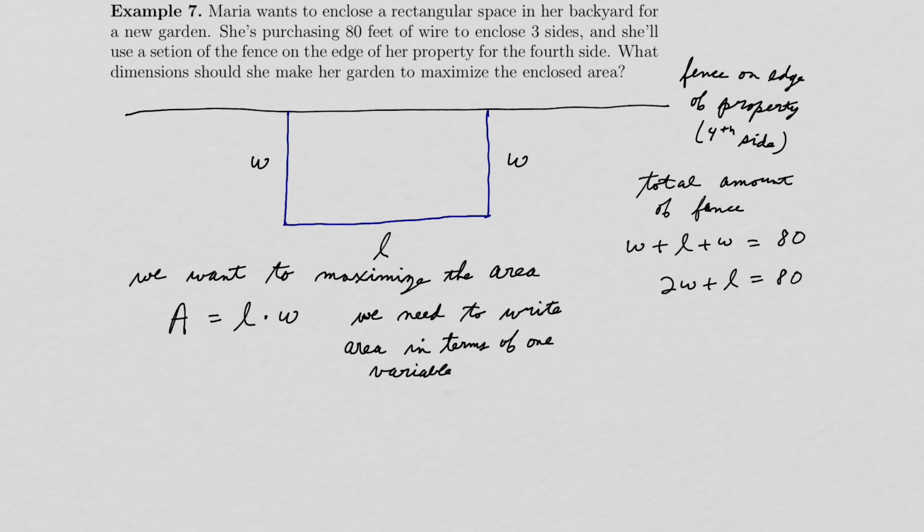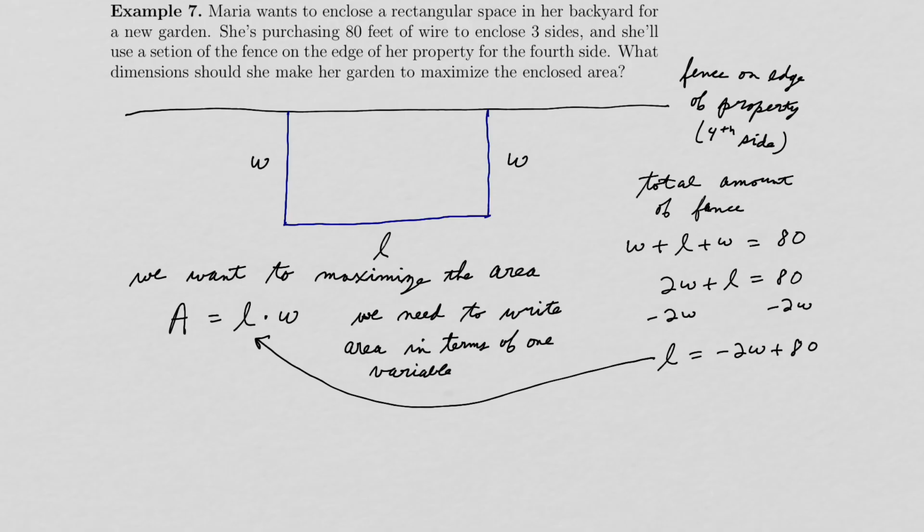Okay, so now I want to solve for one of these variables, and L is probably the easiest to solve for because it's already kind of isolated, right? It has a coefficient of 1 in front. So I'm going to subtract 2W from both sides and solve this for L. So I'm going to get L is equal to, I'll write it as minus 2W plus 80. All right, why did I do that? So notice now, if I substitute that L in for the L in my area equation, so this L is going to go into here. It's going to substitute in. Now I can rewrite my area equation just in terms of W.